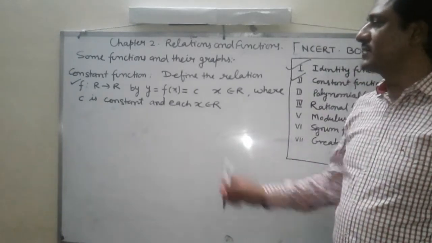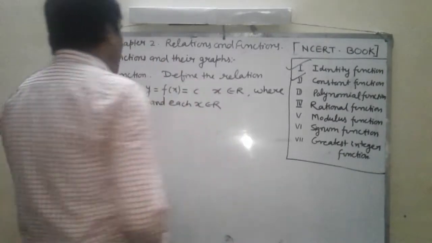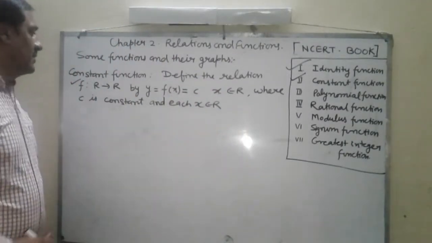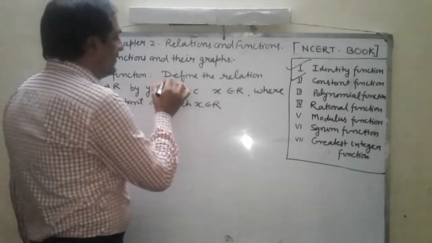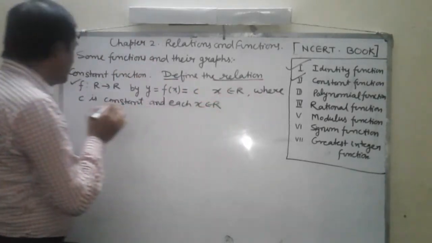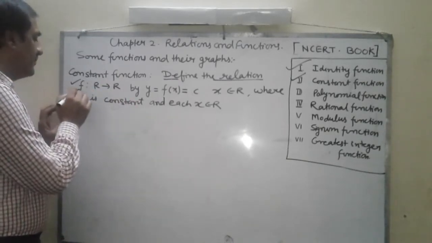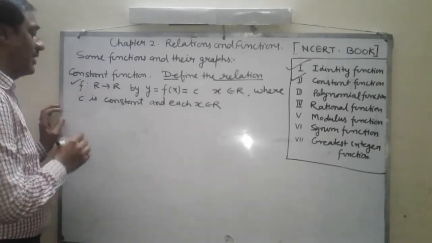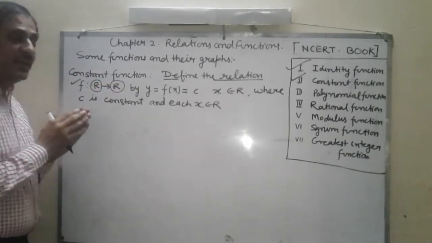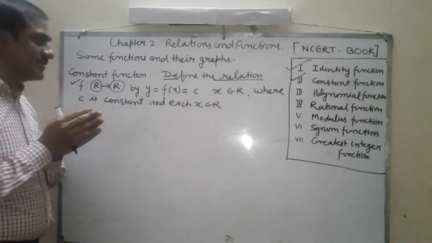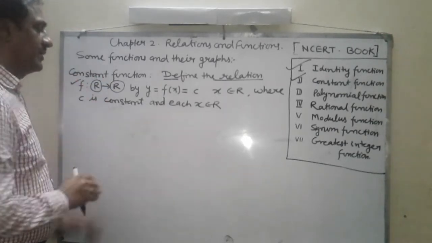Today I am going to explain the constant function and the graph of the constant function. According to the definition of a constant function, if a relation is defined as f such that R to R, here the domain and codomain will be real numbers because it is a real-valued function. So the domain and codomain both will be real numbers.